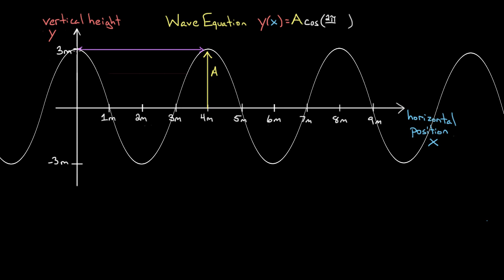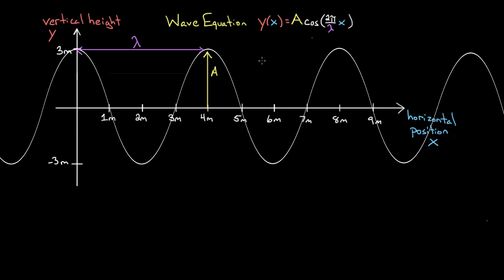So the distance between two peaks is called the wavelength, and we represent it with this Greek letter lambda. So the distance it takes a wave to reset in space is the wavelength. That's what we would divide by, because that has units of meters. And then finally, we would multiply by x in here. That way, if I start at x equals 0, cosine starts at a maximum, I would get 3.